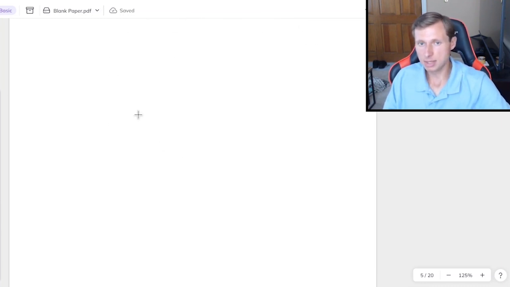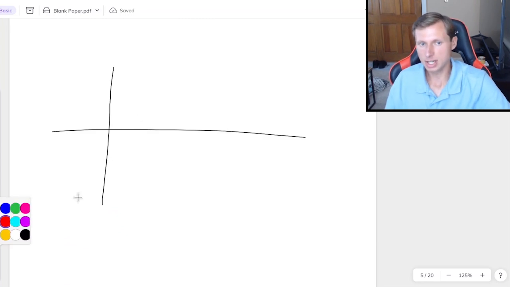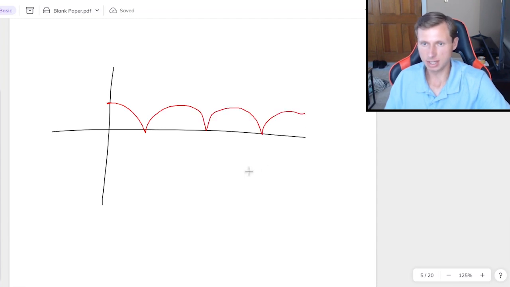And if you want to do the same thing with cosine, it's a very similar example. It's just that it starts at this spot, 0, 1, and it does the exact same thing. Again, in both directions.